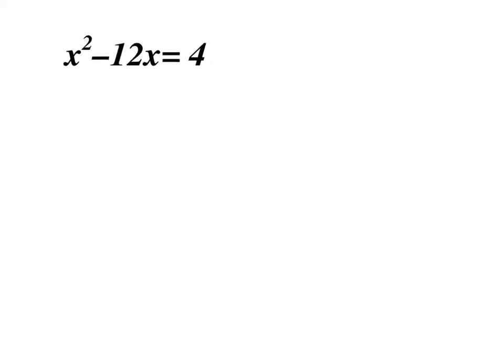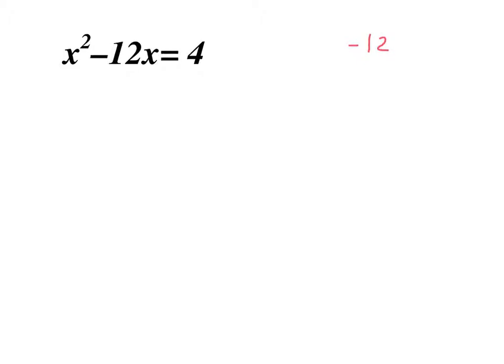So this equation is nice. It's already set up in our form that we like. We have x squared and x on the left, a number on the right. Our x squared has a numerical coefficient of 1, so we're good there. So now we just have to figure out what that magic number is.